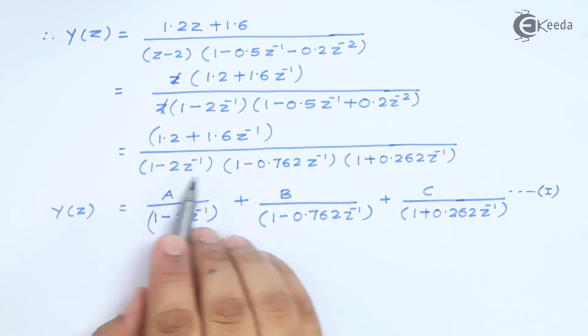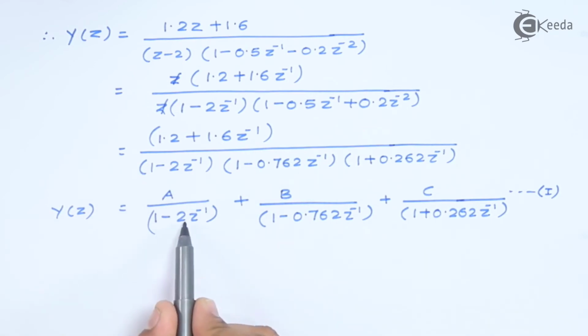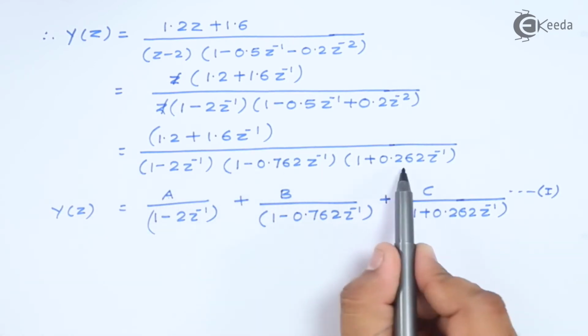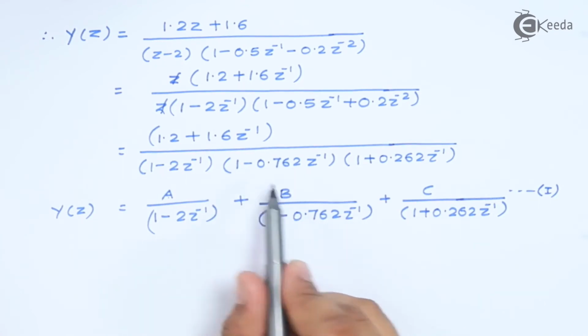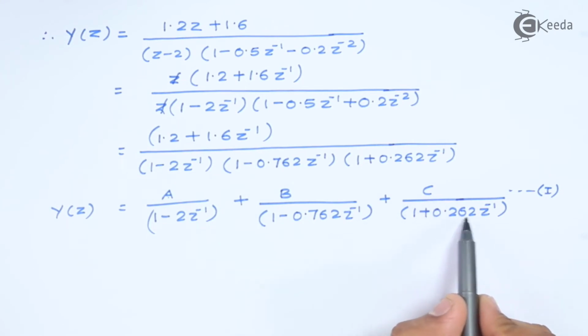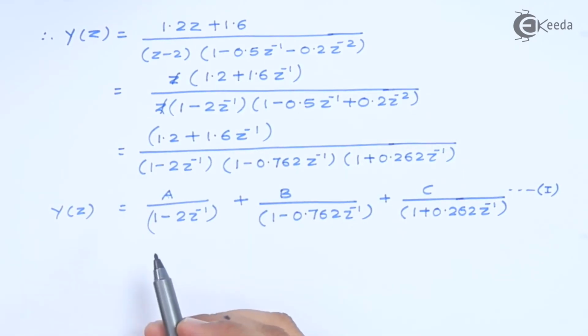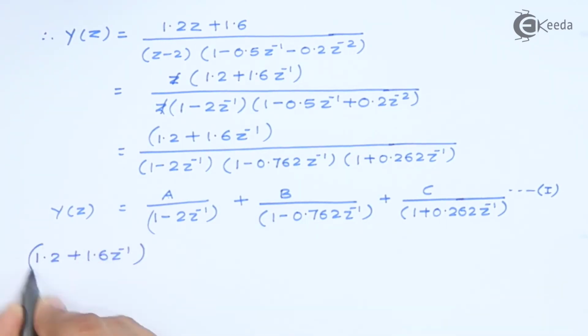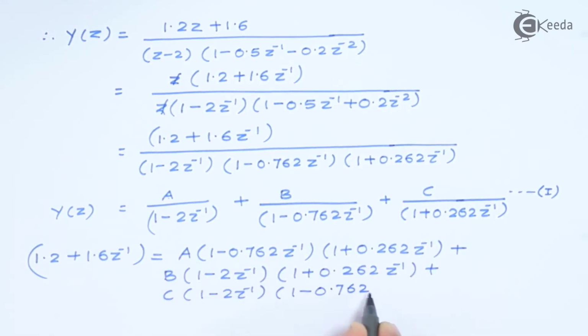After multiplying the left hand side denominator on the right hand side, this 1 minus 2z inverse gets cancelled, so A will be multiplied with these two products. Now 1 minus 0.762z inverse will get cancelled, so B will be multiplied with these two terms, and in C, this 1 plus 0.262z inverse will get cancelled, so C will be multiplied with these two terms. So after multiplying, what I get is my equation number 2.